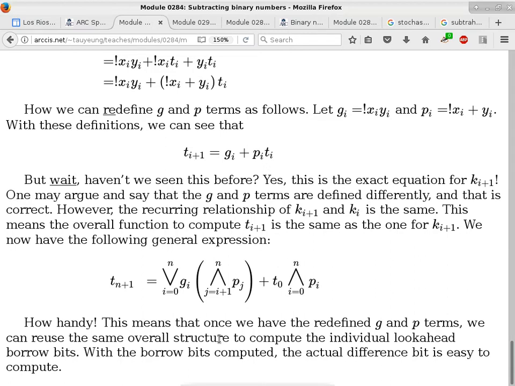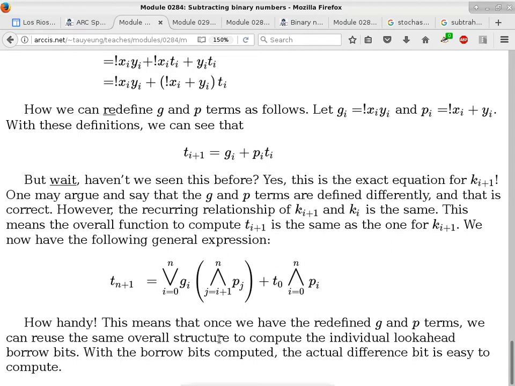So with those replacements, by those redefinitions of G and P, now I can express Ti plus 1 as Gi or Pi Ti. Haven't we seen that one before? Almost, this time it is exactly. The only difference is before, when we were dealing with addition, it was K instead of T. Otherwise, it's identical. Is that okay? All right?